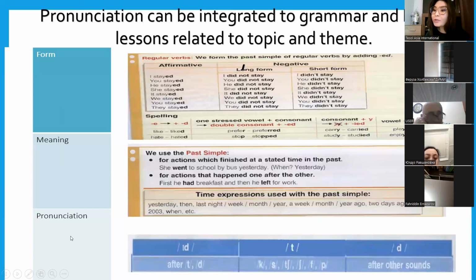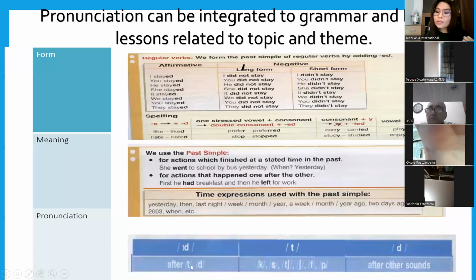Sounds are included as well. Leaning on your grammatical topic, you can introduce some sounds. When you are introducing past simple, you can introduce these three sounds, it, te, and de. And you can say after what sounds we have these three pronunciations of ed in the past tense. In this way, you include teaching pronunciation into your grammar and skill-based lessons, so that you don't have to have one whole lesson allocated for pronunciation.